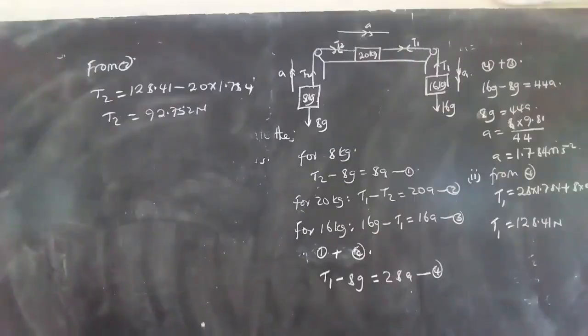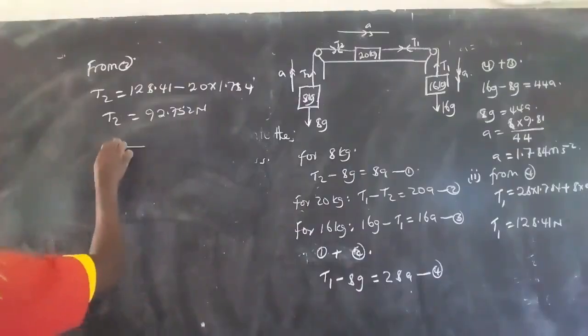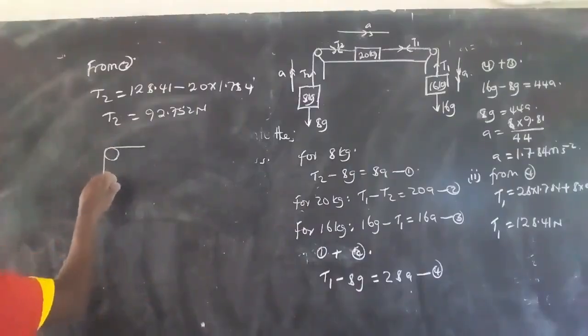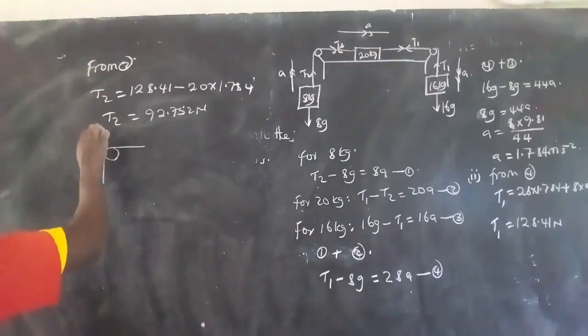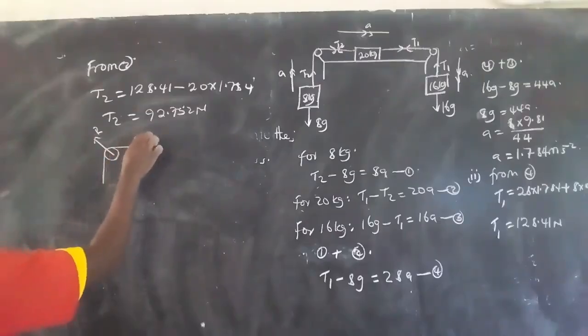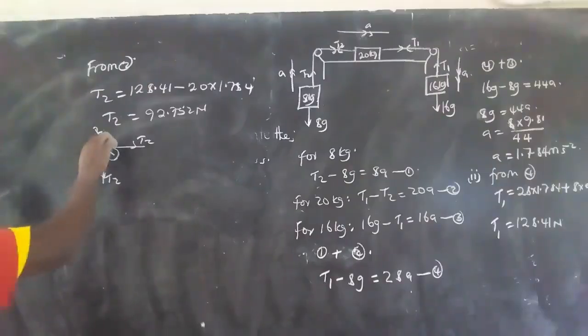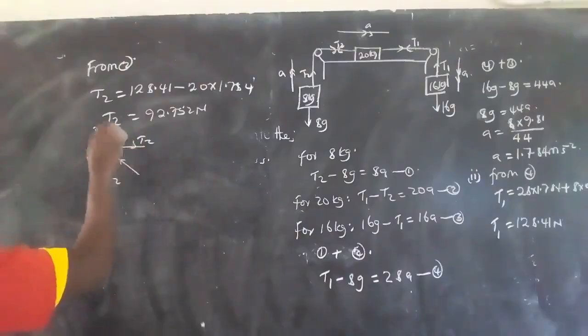Then after that, they are asking us to get the normal reaction. The normal reaction, so let's say reaction on each pulley. Let us consider this one. Here we have the pulley, and down here we have the reaction, and this is T2, this is T1. So how do you get that reaction? If you do like this, you realize that the reaction is like that.